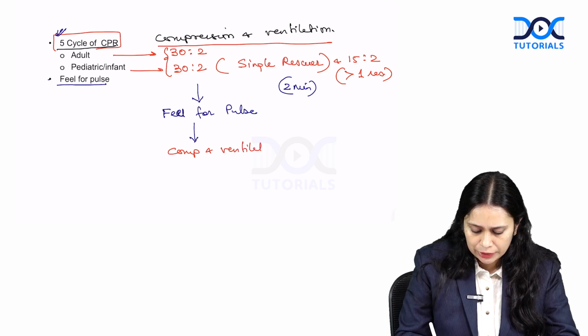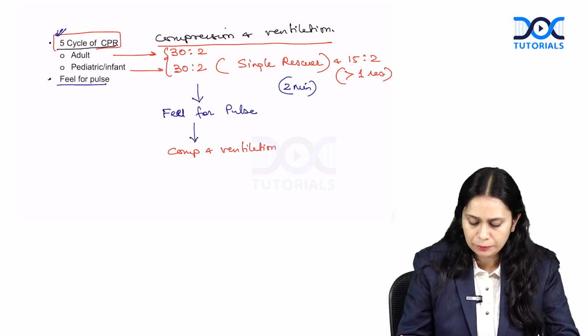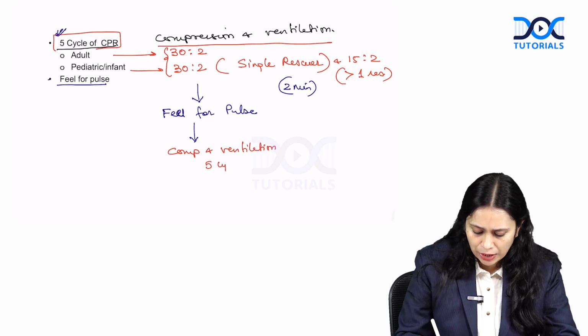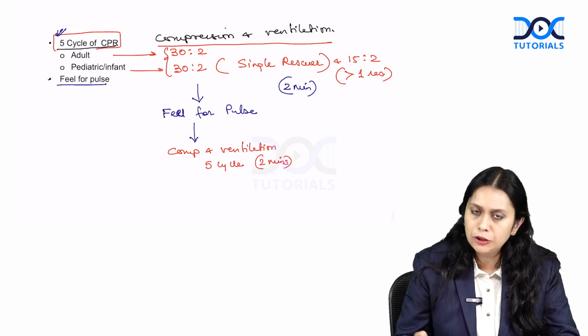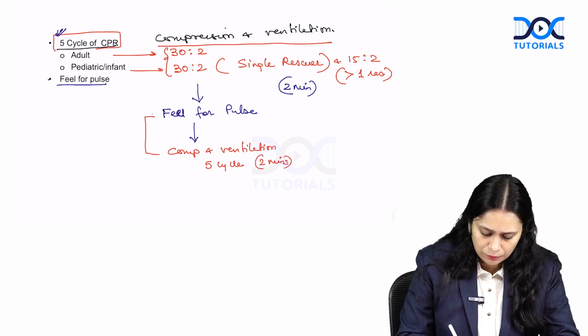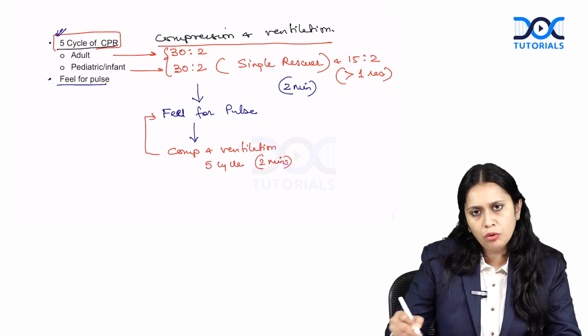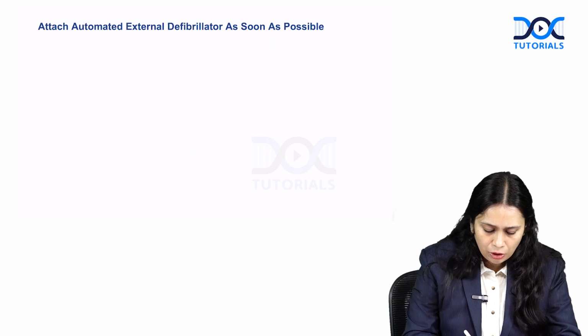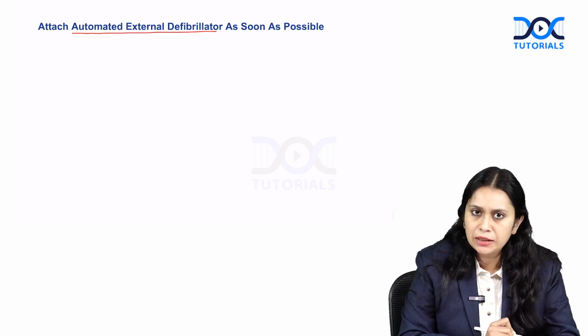The high quality compression, ventilation, the high quality CPR, in the same ratio, everything same, for the next 5 cycles, that will take 2 minutes. And again after 2 minutes, I will again feel for the pulse. So this would go on till a device arrives, till the automated external defibrillator arrives.